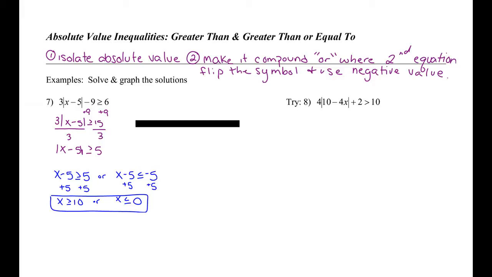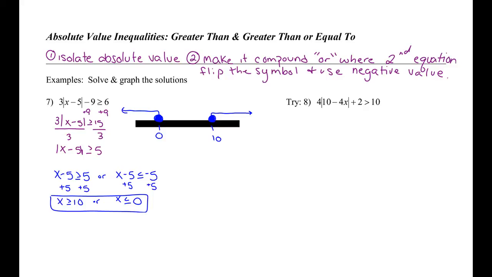So I have 0 and 10. Because I'm using less than or equal to and greater than or equal to, we should know that we are going to have filled in circles at these values. And we have x is less than or equal to 0, so it's going to be shooting off to the left. And x is greater than or equal to 10, so that'll be shooting off to the right. We can also remember that our compound or inequalities should be pointing different directions on our graph.